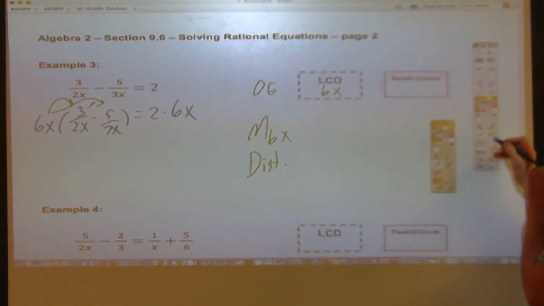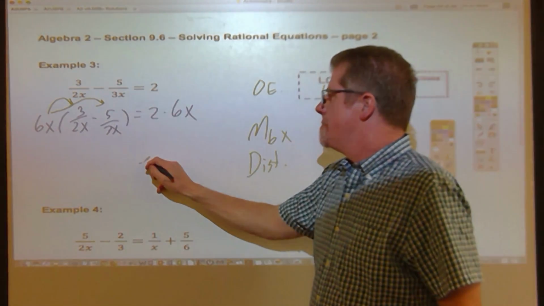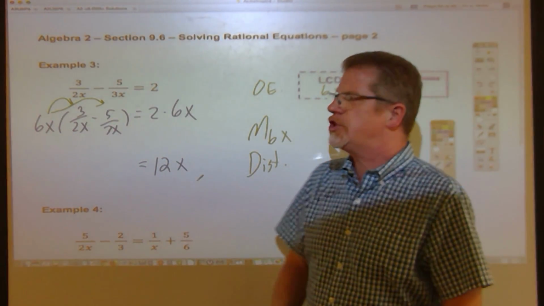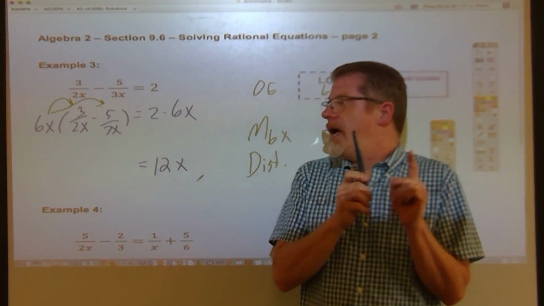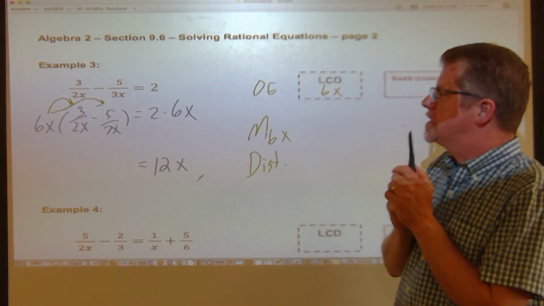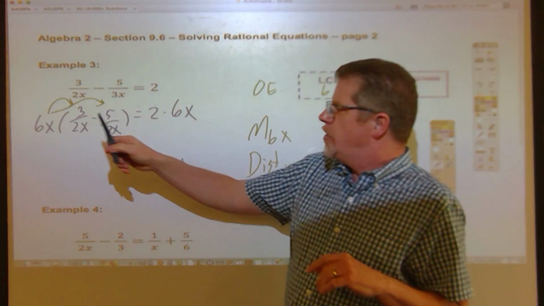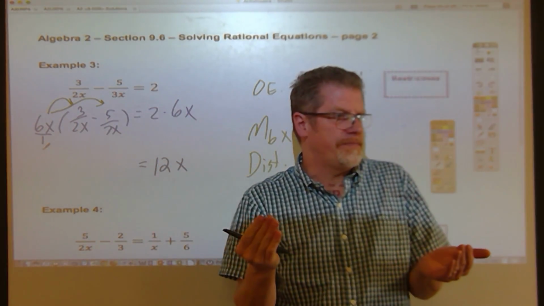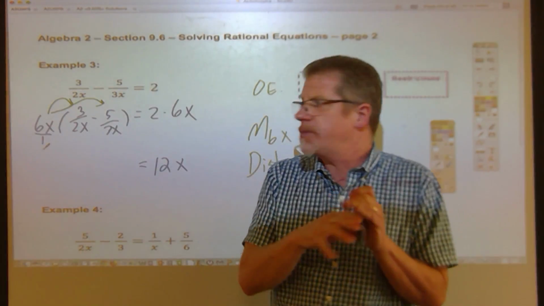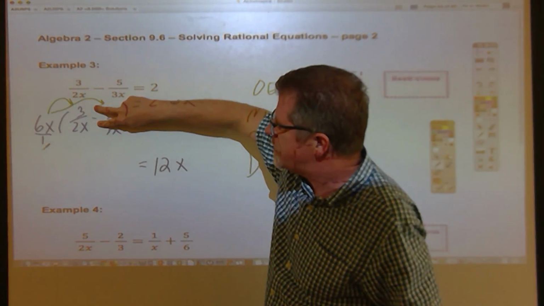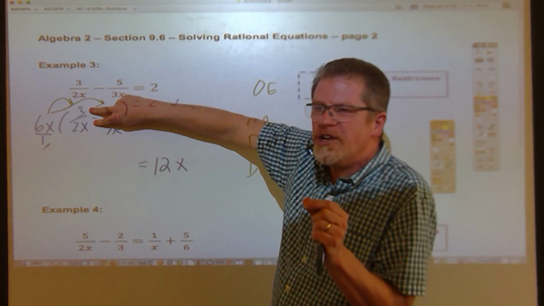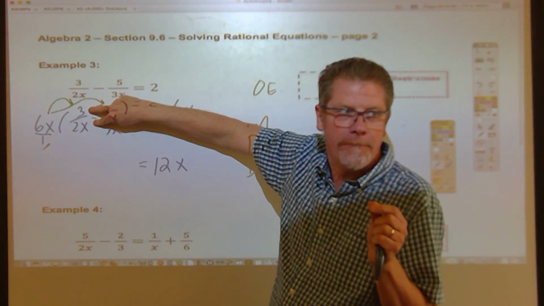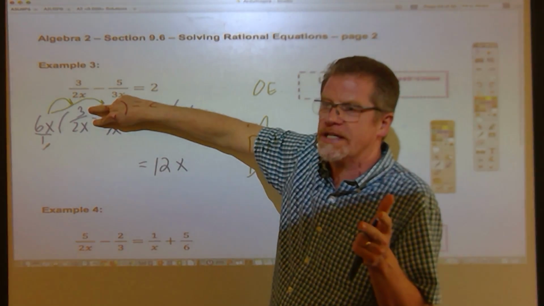And here's my challenge for you. My challenge is to cancel on the fly. So if you were to distribute 6x, which can be thought of as 6x over 1, to this fraction, what would cancel? Feel free to call it out.